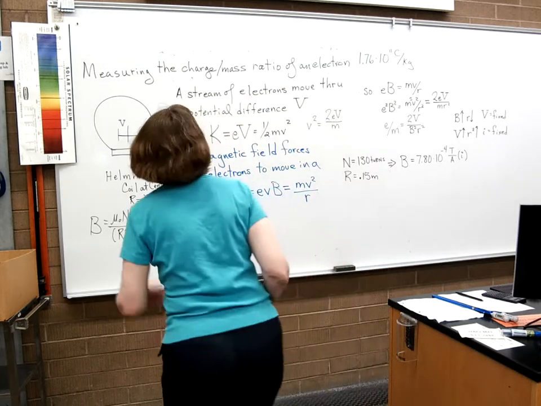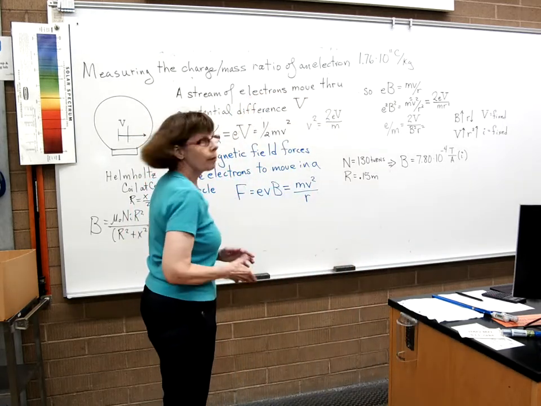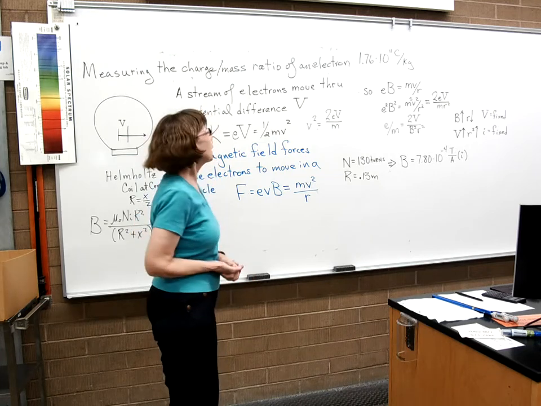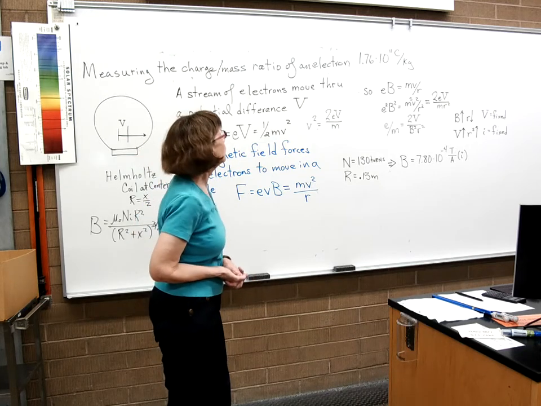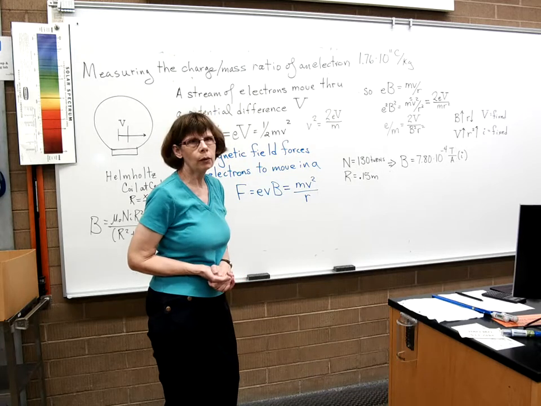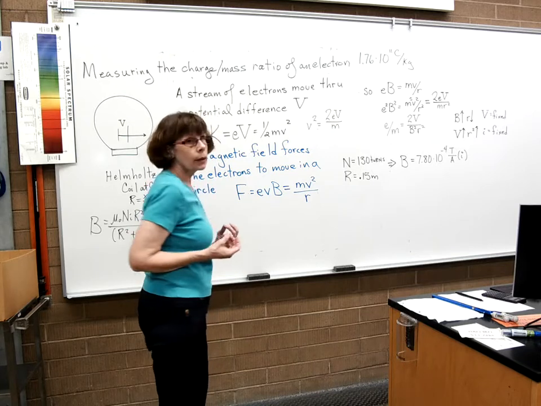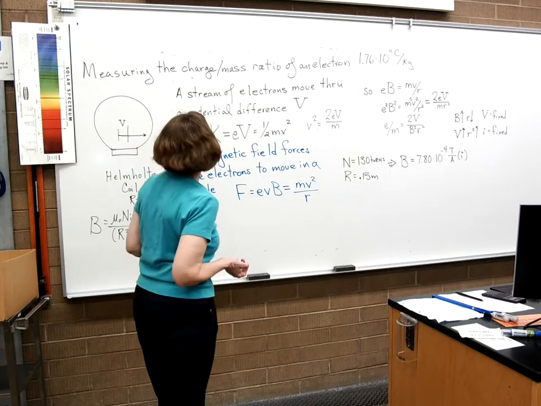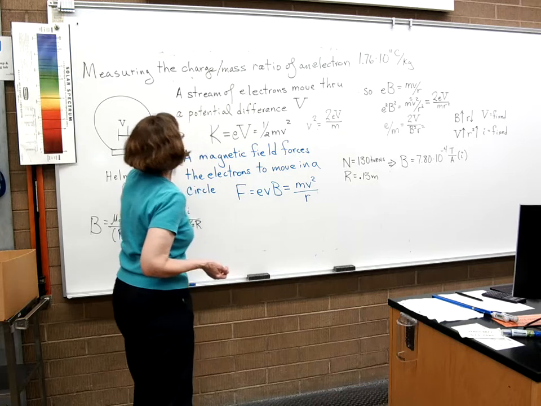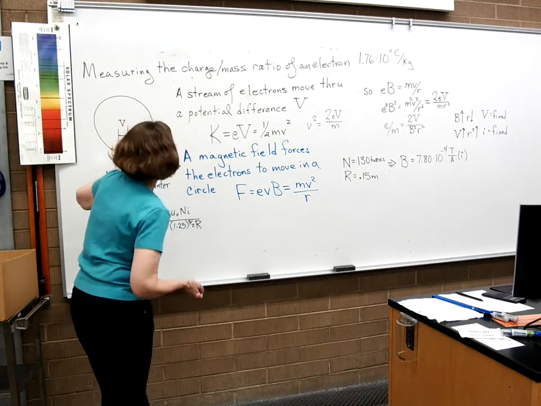This is measuring the charge to mass ratio of an electron, and this was done by J.J. Thomson in 1897. The value is 1.76 times 10 to the 11 coulombs per kilogram. And incidentally, he also found out it was negative. In this particular case, we have a stream of electrons moving through a potential difference.